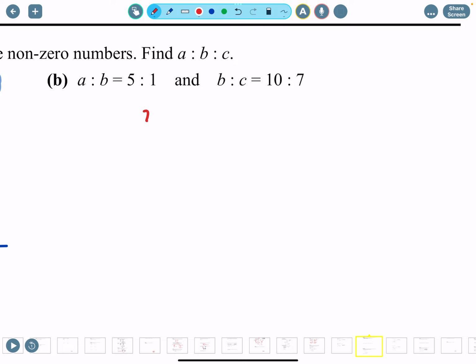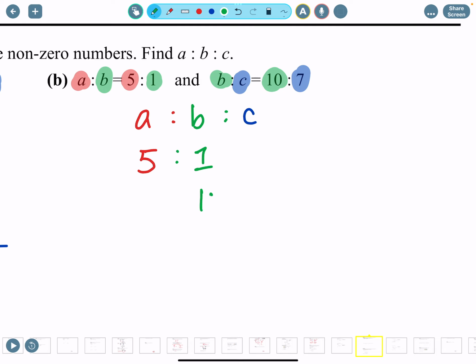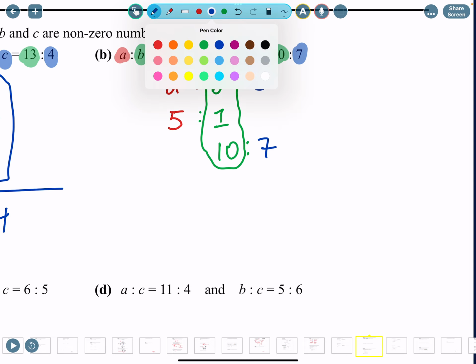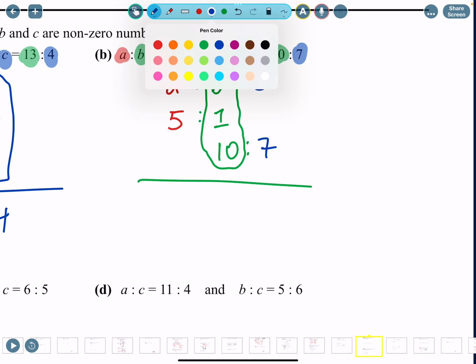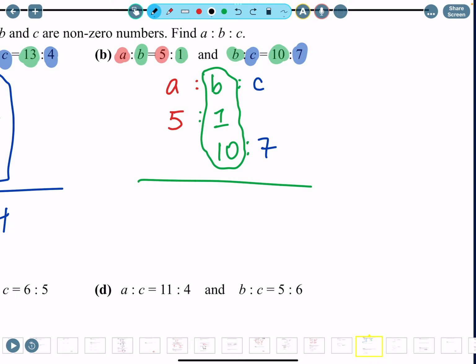So again, A, B, C. The first combination is 5 and 1. The second one is 10 and 7. Our goal is to make B the same because B has two numbers. We are going to multiply one ratio by a number. I'm going to change 1 into 10. Usually make it larger. So I'm going to multiply by 10 here, times 10, times 10, and see what we get.